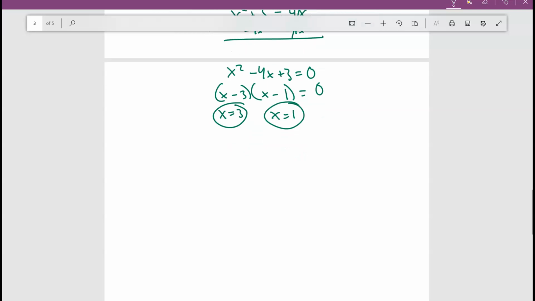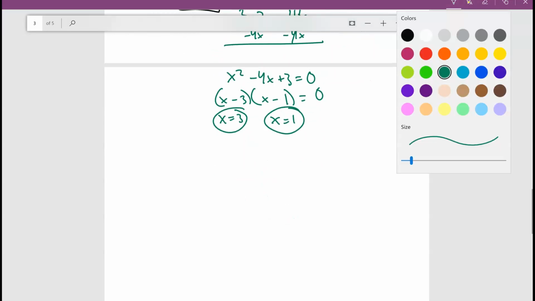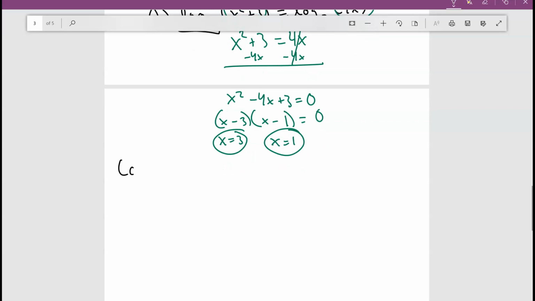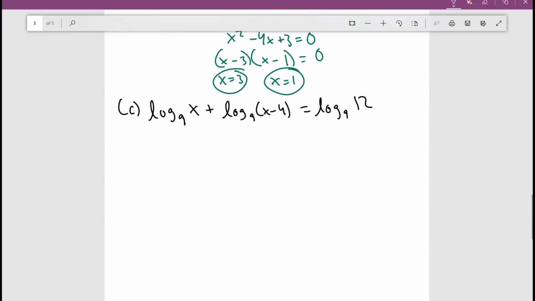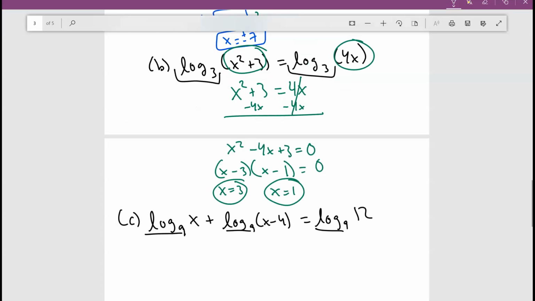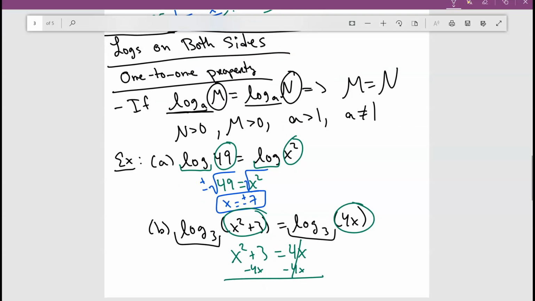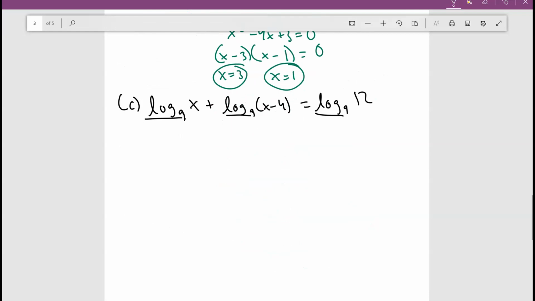And then we'll do one more problem. So we'll do this problem. So we'll say log base 9 of x plus log base 9 of x minus 4 equals log base 9 of 12. Okay, so the first thing that you want to do is we know that the logs are the same. So all of them are the same, so let's not equal them yet. Okay, we need to combine them so that a log equals a log. Because if you look at the one-to-one property, you have a log has to equal another log. Not a log plus another log equals another log. It has to be one log equals another log.